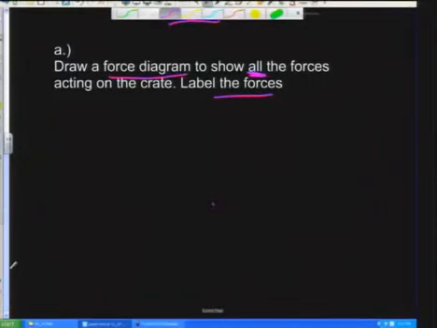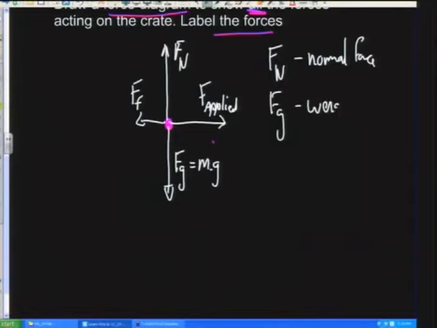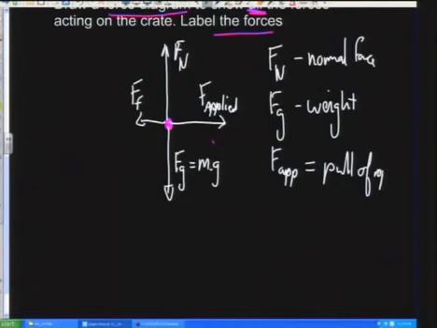And you'd put down Fg, it's the weight of the object, it's the force of the earth on the object, and the force applied. So give the full answer, particularly if they say label it. It's the pull of the boy, of the rope, or whatever it was, and then Ff is the force of friction. And there we've got it.